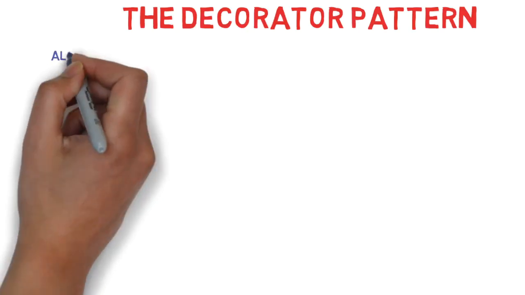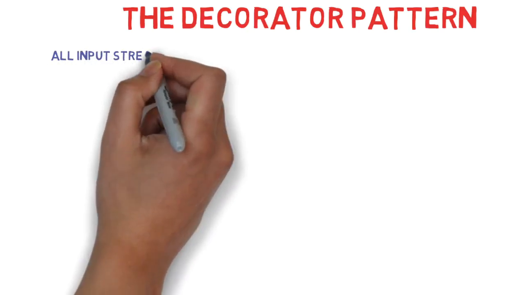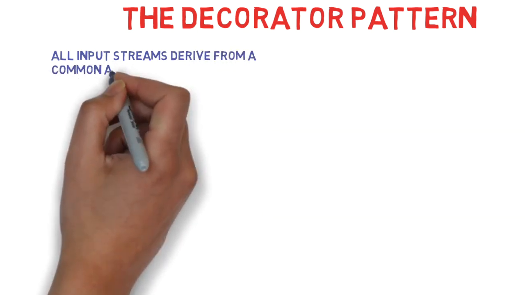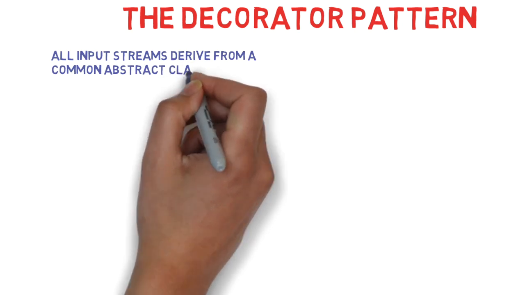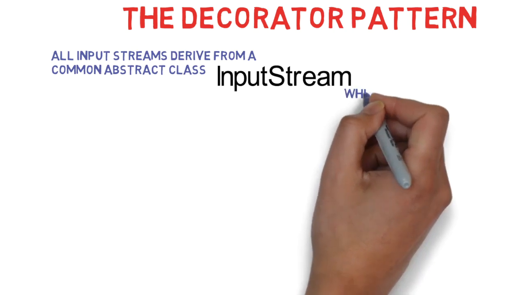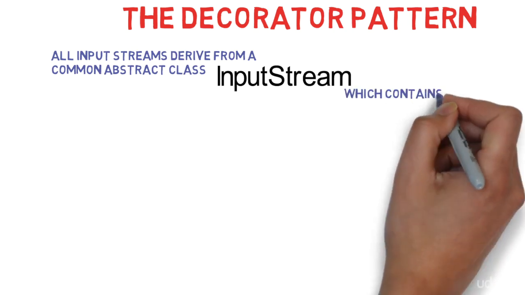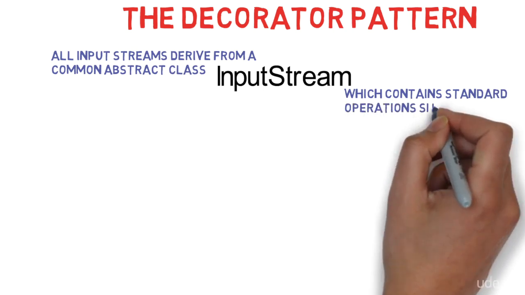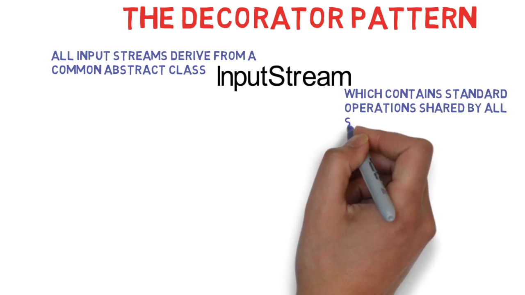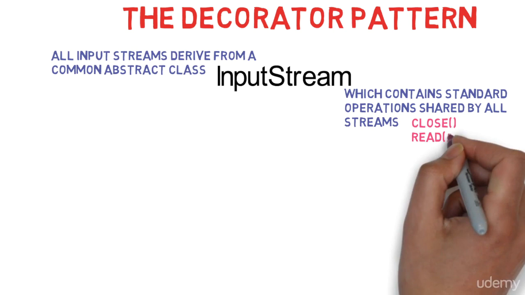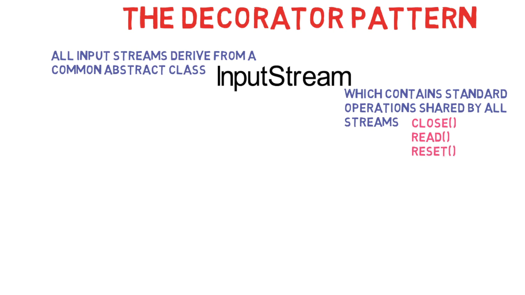Let's see how Java works with input streams in this way using the decorator pattern. All input streams in Java derive from a common abstract class called input stream. It basically is a stream or a data flow which is used for input. This input stream contains standard operations which are shared by all streams no matter what the source. Standard operations such as close, read, reset are available as a part of the input stream base class.